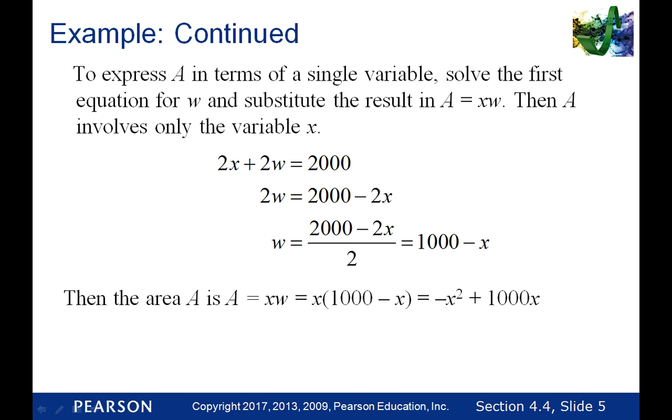Now the area, remember, was length times width. Our length was x. Our width was now 1,000 minus x. We multiply that together. Guess what we got? What kind of equation is that? Quadratic. It's in what form? Standard form. How do we find the vertex of something in standard form?